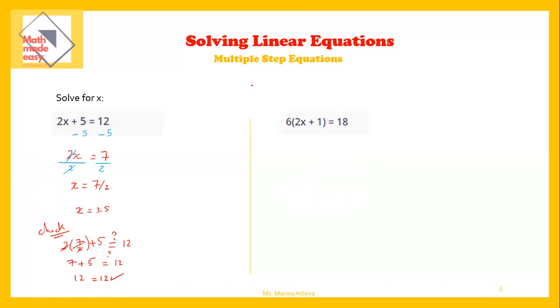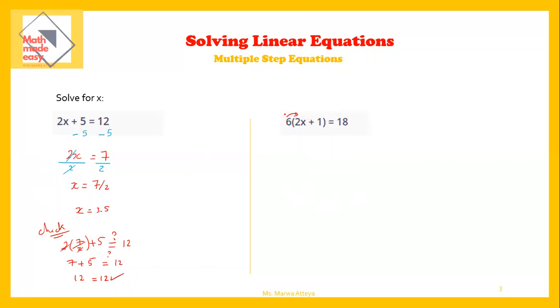Let's check out one more question. Now, what if we have parentheses? Here we're supposed to use the distributive property. We're going to multiply the 6 by whatever is inside the parentheses. Then we are going to follow the same steps we followed before to isolate the variable. So before thinking of isolating the variable, we have to distribute that 6.